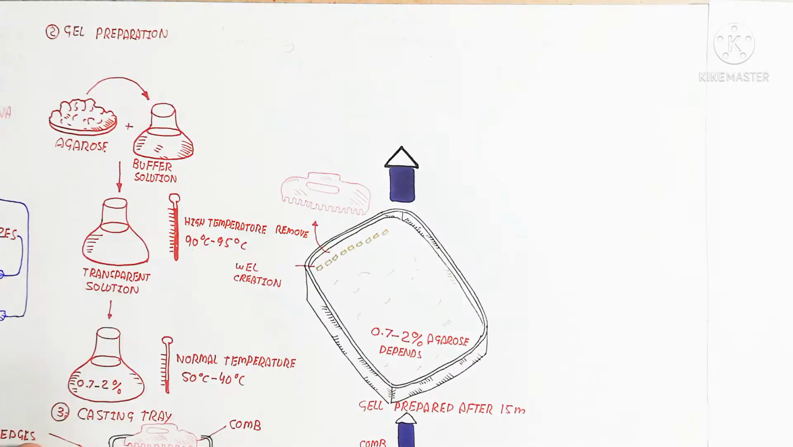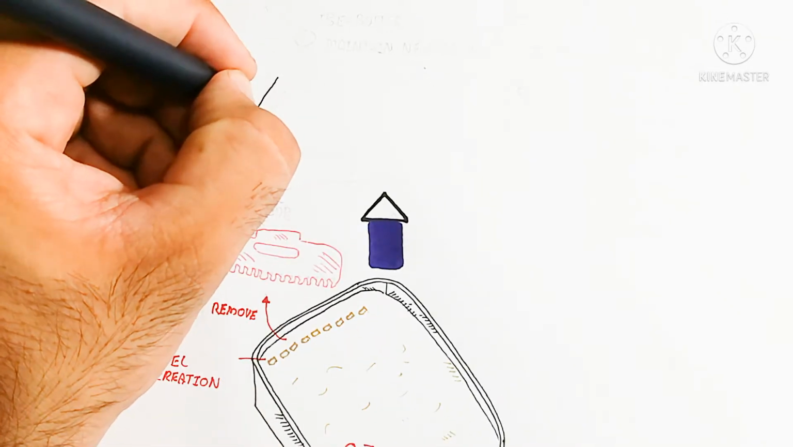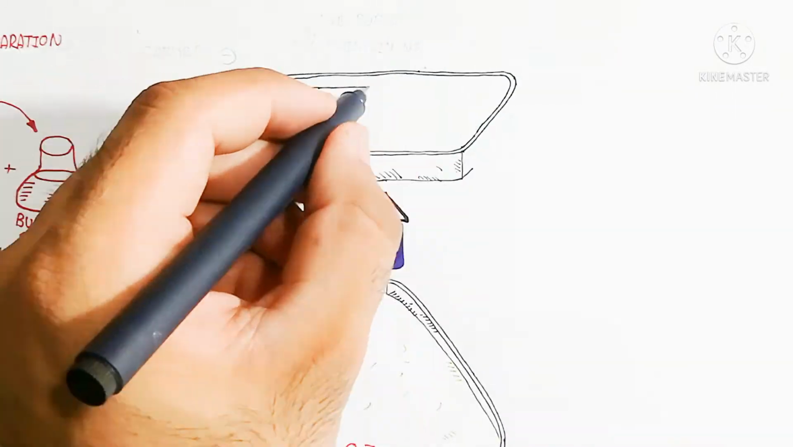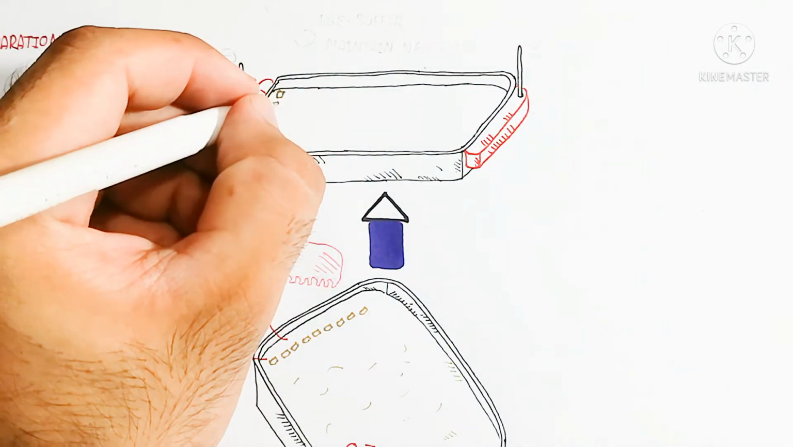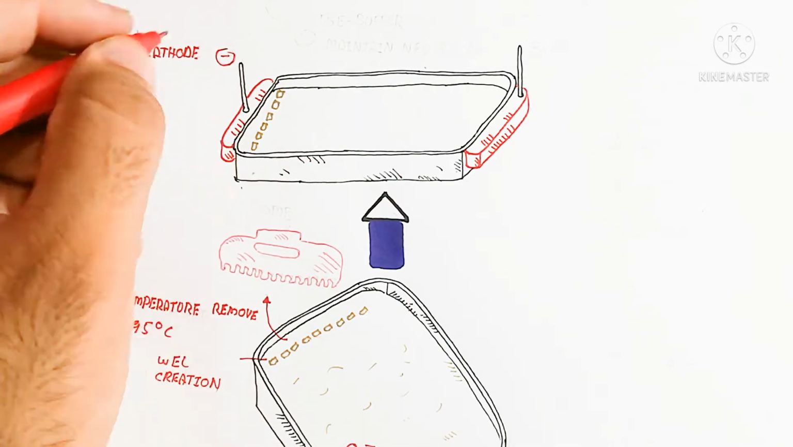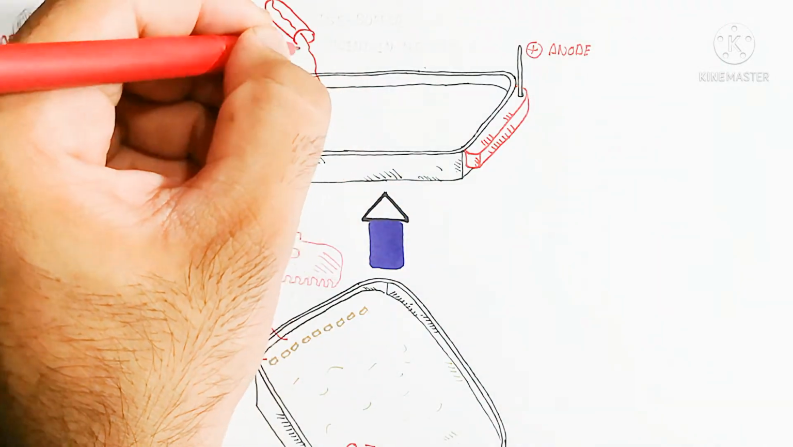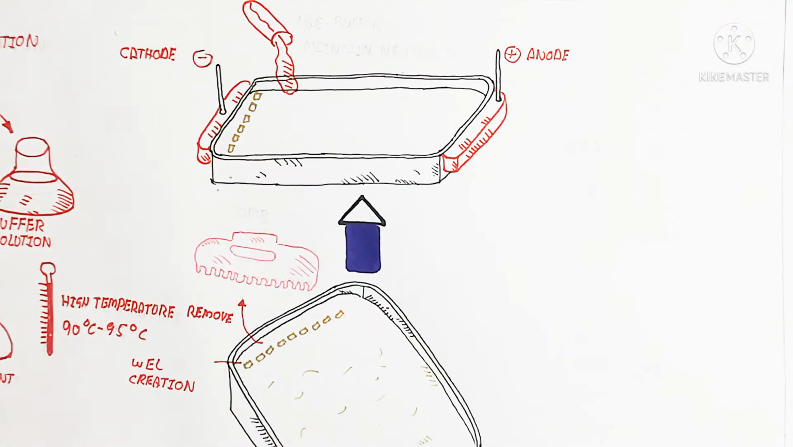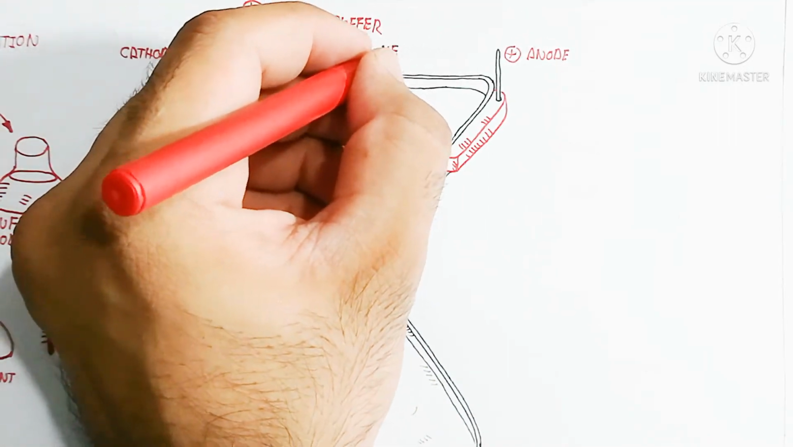First of all, we should understand the cathode and anode setting for the electric current providing system. Here I am drawing the casting tray again to understand, and we will put the TBE buffer, which maintains the neutral pH as well as prevents this gel from drying. We will put the cathode toward the well side, while the positive anode side is without wells, as you can see.